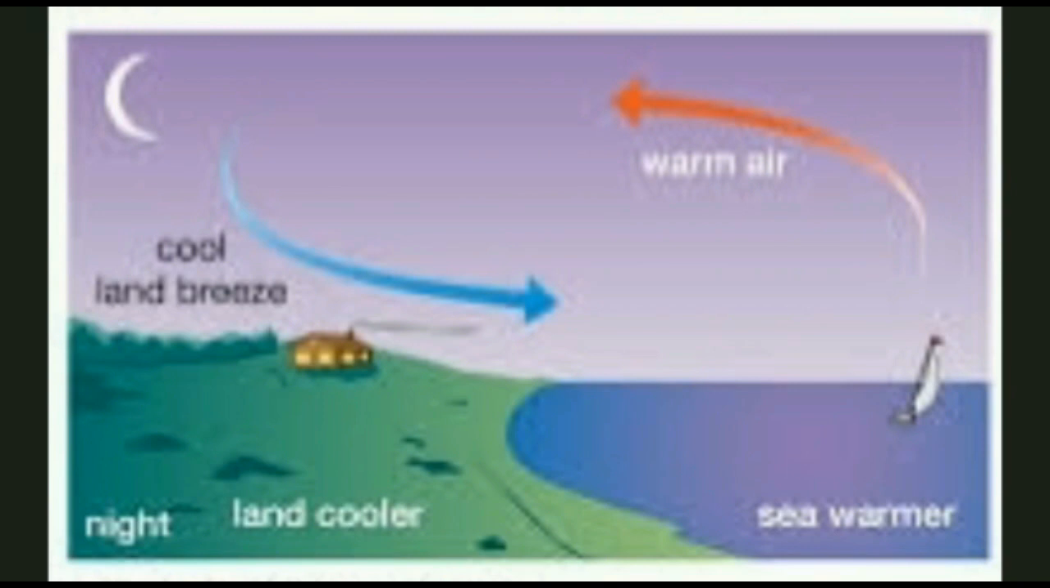Look at the second picture. At night, it is exactly the reverse. The water cools down more slowly than the land. So, the cool air from the land moves towards the sea. This is called the land breeze.